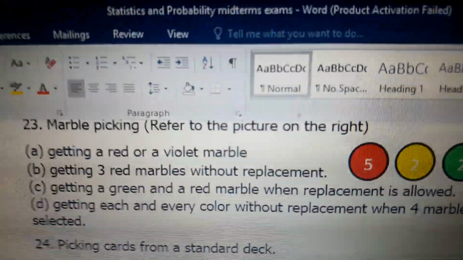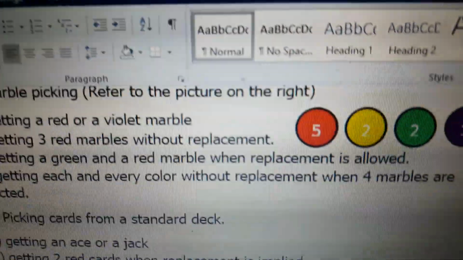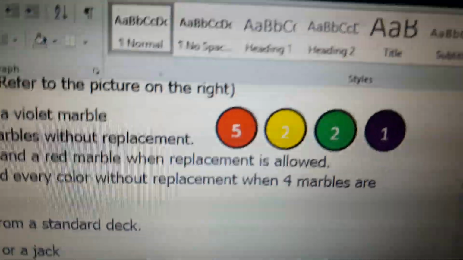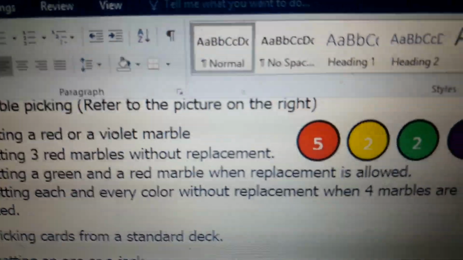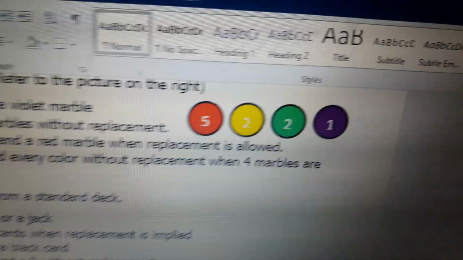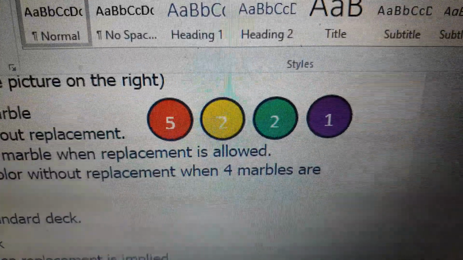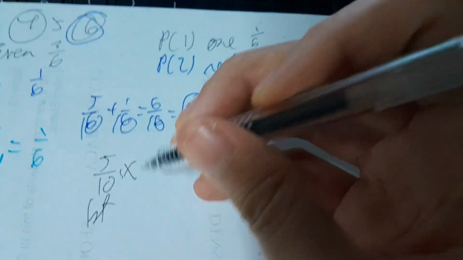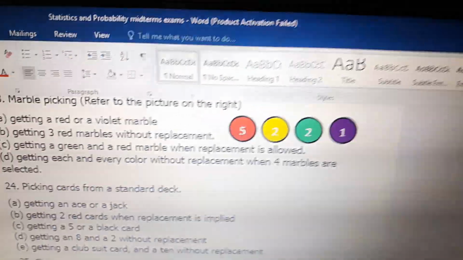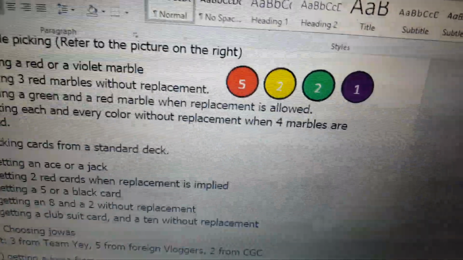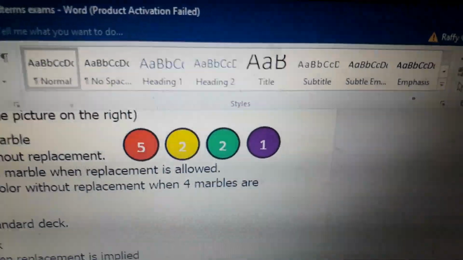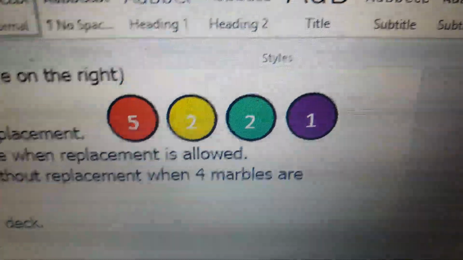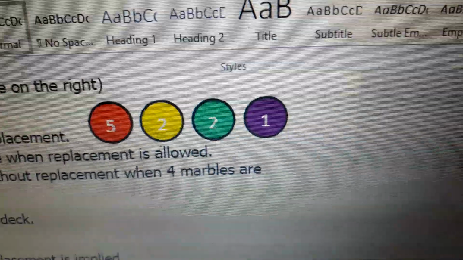So, di ba remember, our goal is to get 3 red marbles. And getting 3 red marbles, that is multiplication law. Tama? So, when you get the first red marble, there are 5, di ba? 5 out of 10 marbles. So, therefore, we have 5 over 10. Tama? That is for the first marble. Ngayon, for the second, ilang marbles na meron? Dahil without replacement, it's 9 na lang. So, when we select 1 red marble, the 5 becomes 4. So, there are only 9 more marbles for you to choose from.